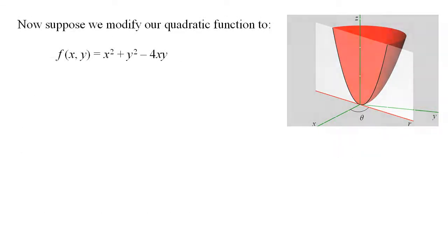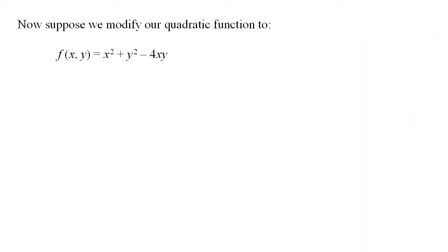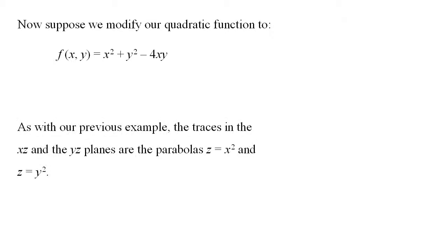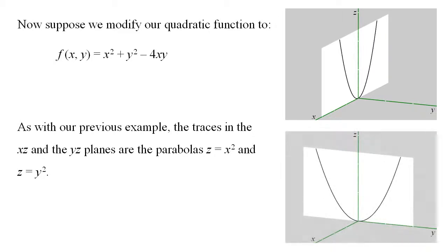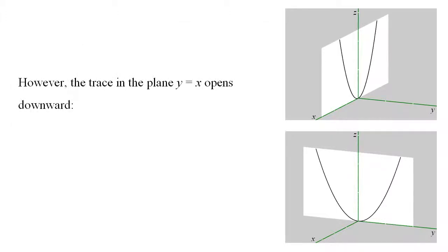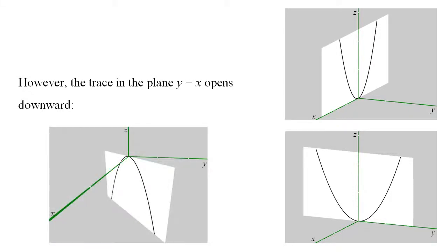Now suppose we modify our quadratic function to x squared plus y squared minus 4xy. As with our previous example, the traces in the xz and the yz planes are the parabolas z equals x squared and z equals y squared. However, the trace in the plane y equals x opens downward.